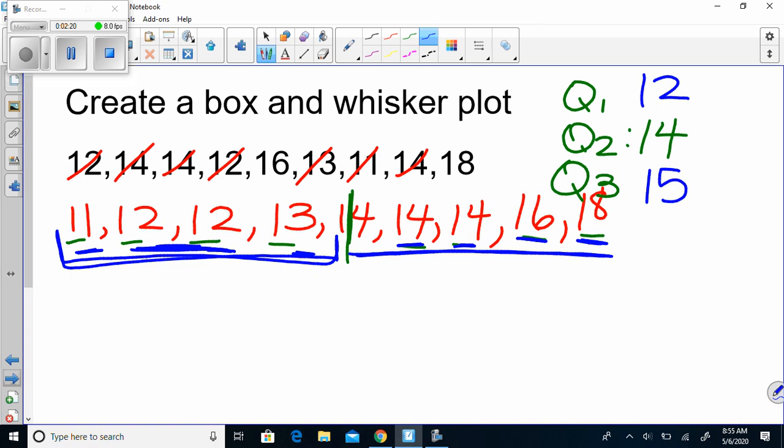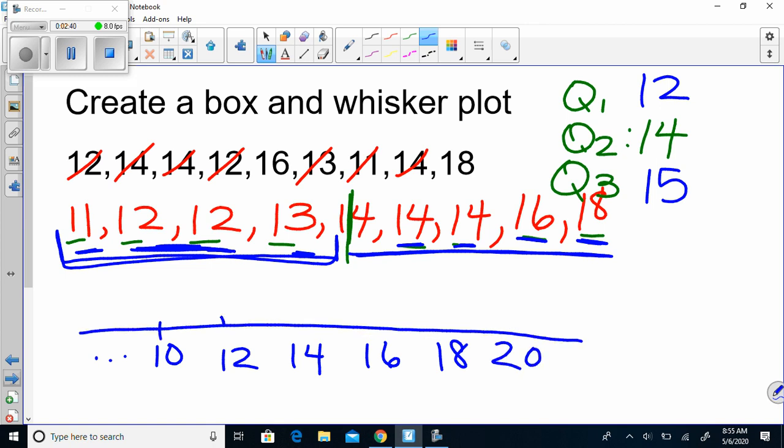So now I need to do my box and whisker plot. Now this is important. I need to do a number line. I'm just going to go by 2s, but I'm going to start at 10. So I'm going to have some dots right here, and then I'm just going to say 10, 12, 14, 16, 18, 20. And there's my number line. Okay, my Q1, I draw my first box line. Q2, or my Q2 at 14, and then here is 15 right here. There is the box part.